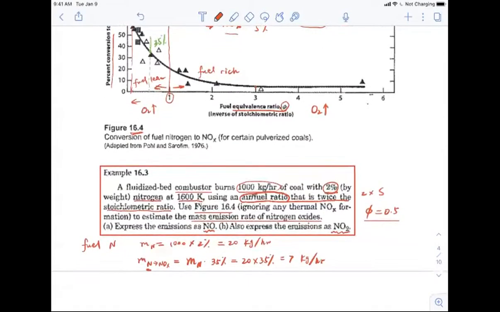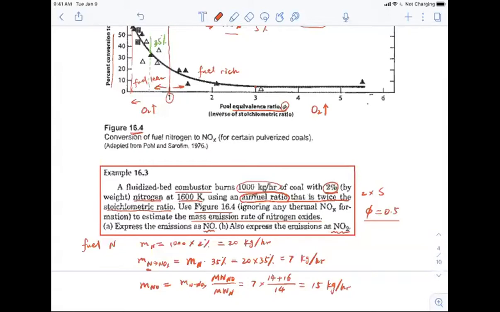So if you want to convert it into the emission of nitrogen monoxide, then that should be this amount divided by the molecular weight of nitrogen and multiplied by the molecular weight of nitrogen monoxide. So that's going to be 7, and nitrogen has a molecular weight of 14. Nitrogen monoxide is 14 plus 16. So this is going to be 15 kilograms per hour. Okay, so this is the emission rate in terms of nitrogen monoxide.